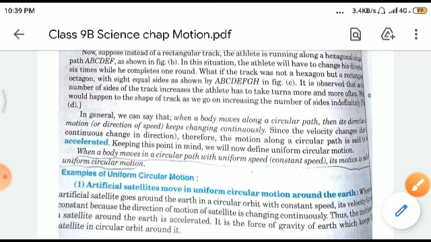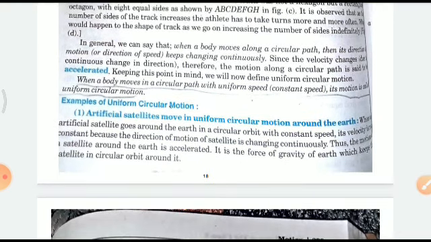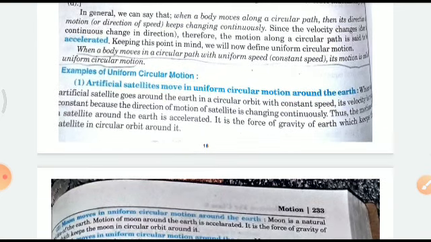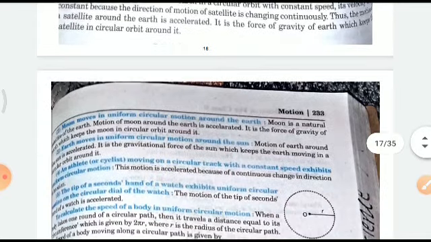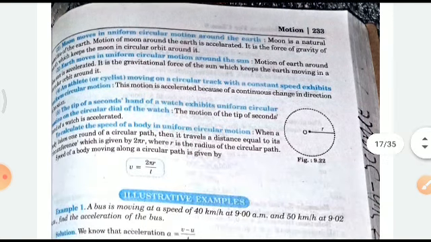Now what are the examples? The first one is artificial satellites moving in uniform circular motion around the earth. If you have seen the movie Mission Mangal, if there is a change in speed or velocity, then the body moves to some other orbit. The orbit of the body changes. Second, the moon moves in uniform circular motion around the earth. Earth moves in uniform circular motion around the sun. An athlete moves on a circular track with constant speed. The tip of the second hand of a watch, and so on and so forth.